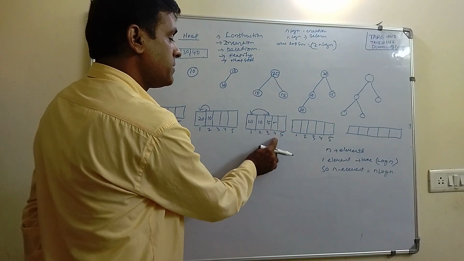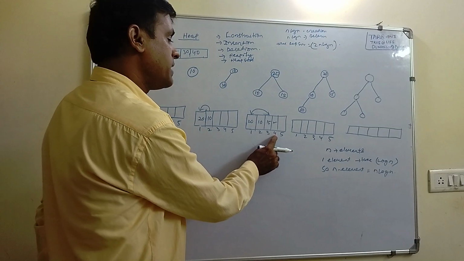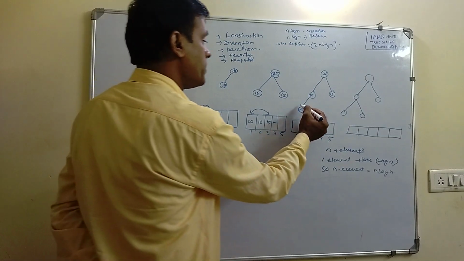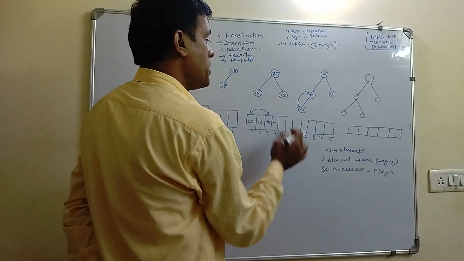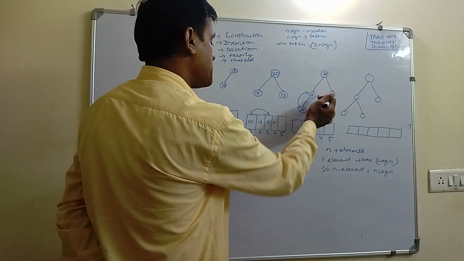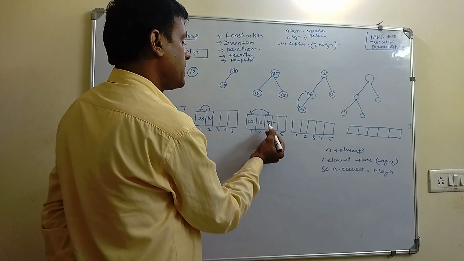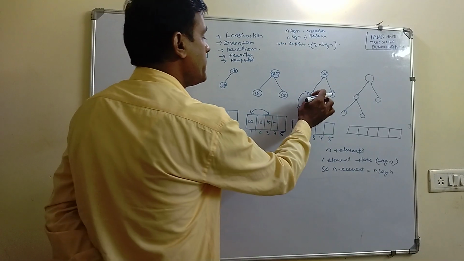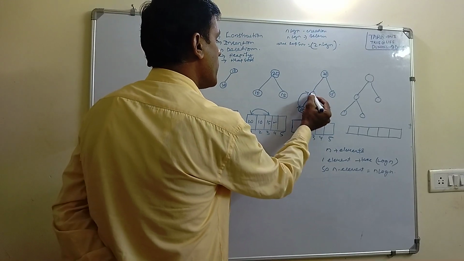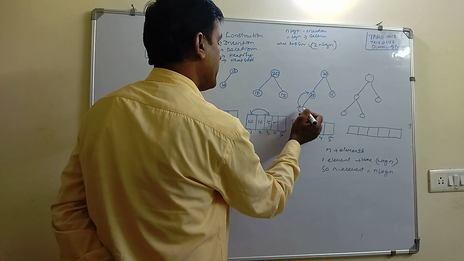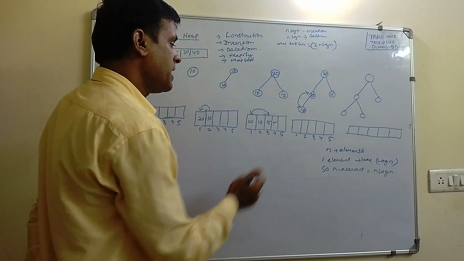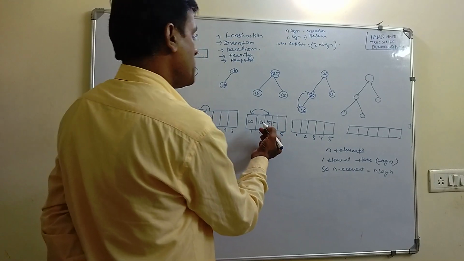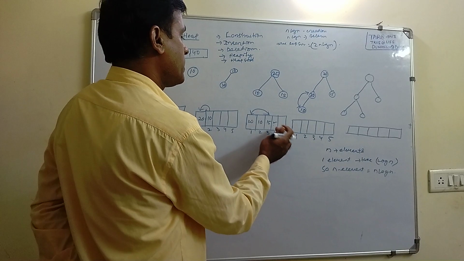If 30 is placed at the 4th index, then you have to compare it with its parent. 4 by 2, that is the 2nd position, is its parent, so 30 will be compared with 10, and if it is bigger, then it will be exchanged. In this case it is bigger, so the exchange will be done. You have to put 30 here and 10 here. After that, the 30 will come to its parent position. Wherever its parent is, you have to compare with that.